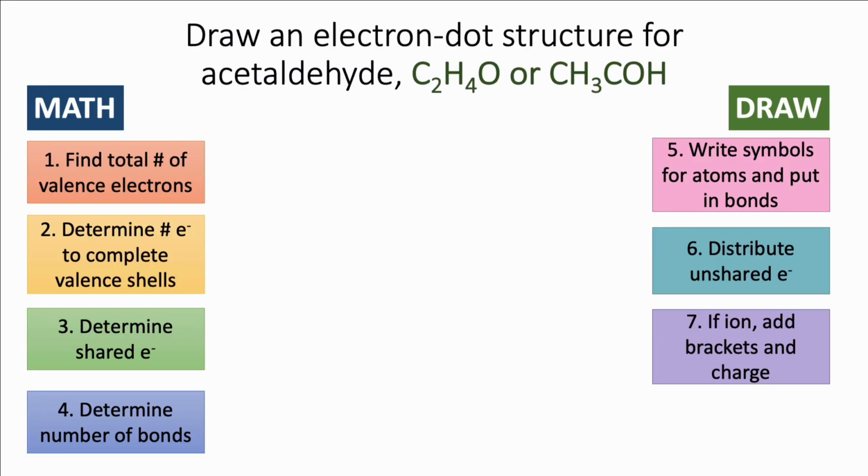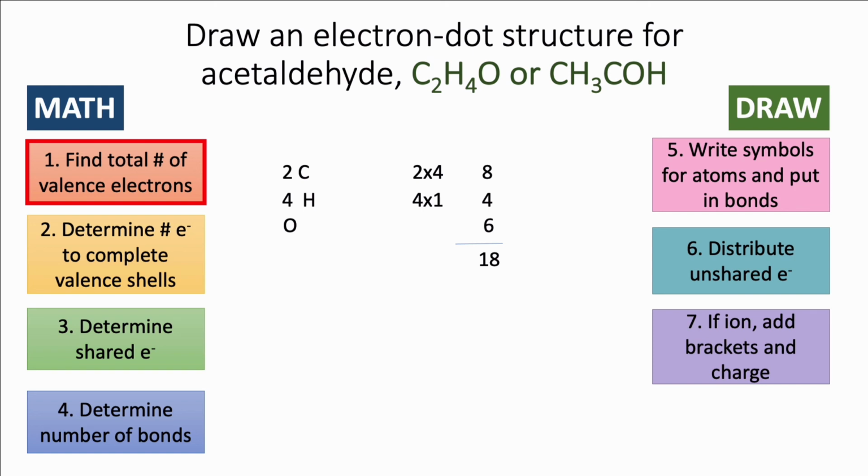Now we're going to do an electron dot structure for acetaldehyde, C2H4O. You'll also see it written CH3COH, and I prefer that when I'm teaching people electron dot structures because it shows us how we write formulas in a way that indicates structure. So let's go through and do our math because we always have to get that out of the way first. Our total number of valence electrons, we have 2 carbons. Each of those is going to have 4 valence electrons. We have 4 hydrogens, each with 1 valence electron, and then we have an oxygen with 6. So if you add those up, we have 18 valence electrons.